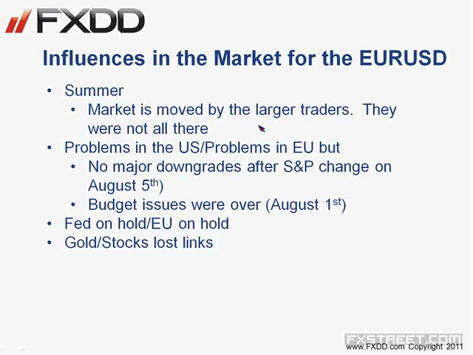And there were some clues that we got in the beginning of the month that we'll go through here in just a second. We had problems in both the U.S. and Europe, but those problems were kind of toned down in the month of August. There were no major downgrades after the S&P changed the U.S. downgrade on August 5th. Budget issues were over in the United States and mainly in Europe as well. Also, the Fed was on hold, and the EU were on hold. Gold and stocks kind of lost their link to the market, and this kind of confused the market.